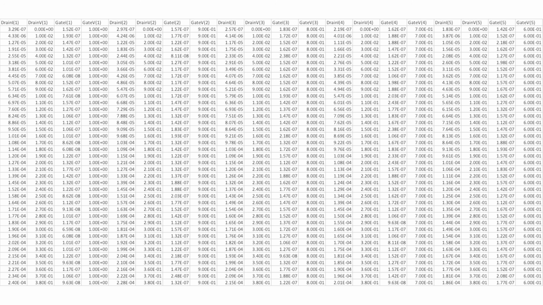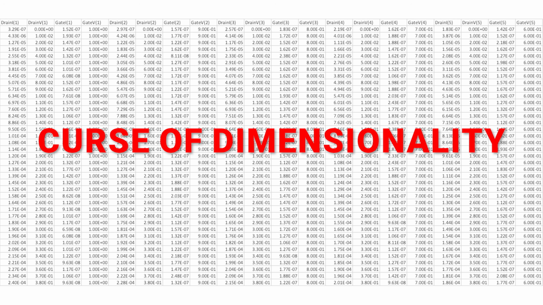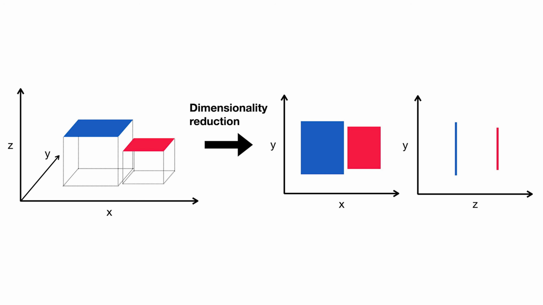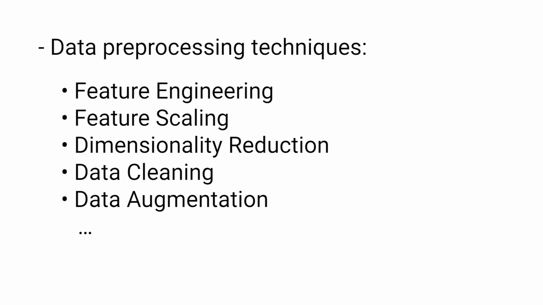High-dimensional data, having many features, can pose unique challenges, often called the curse of dimensionality. As dimensions increase, data becomes more sparse and patterns become harder to find, much like trying to find a needle in an increasingly large haystack. This is why dimensionality reduction techniques are often crucial in machine learning, helping to compress many features into a smaller set while preserving important information. Feature engineering, feature scaling, and dimensionality reduction are all part of data pre-processing along with other techniques.